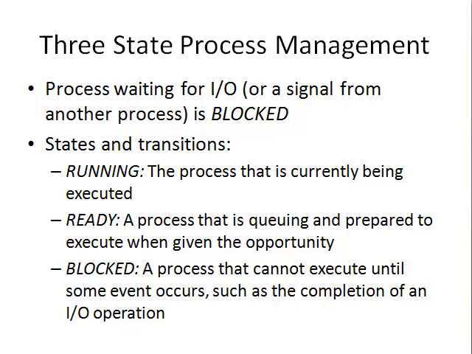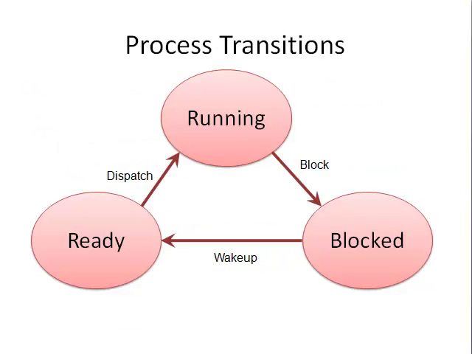There are 3 possible states. As well as blocked, we have running, the process that's currently being run, and ready. So if a process is not blocked, but is not currently running, then it's ready. It's waiting to have its turn. It's in a queue of processes waiting to have a chance to do their thing. And all processes go through these different state transitions.